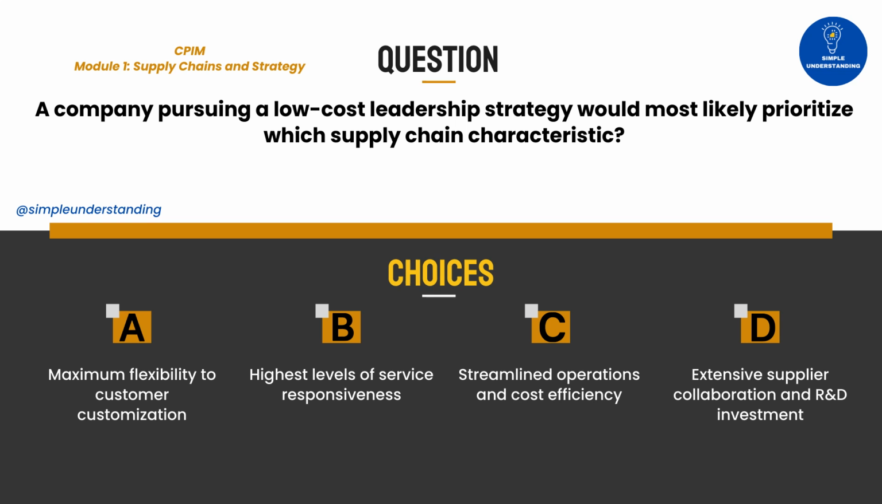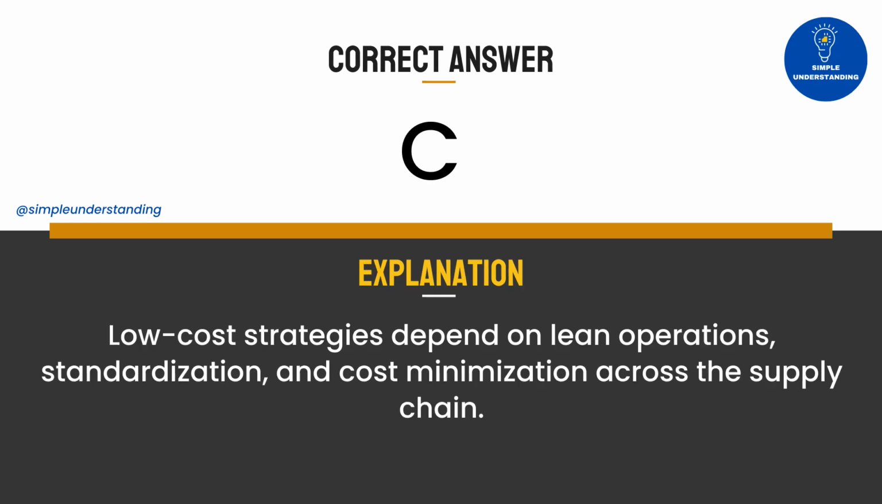Question 2. A company pursuing a low-cost leadership strategy would most likely prioritize which supply chain characteristic? A. Maximum flexibility to customer customization. B. Highest levels of service responsiveness. C. Streamlined operations and cost efficiency. D. Extensive supplier collaboration and R&D investment. Correct answer. C. Explanation. Low-cost strategies depend on lean operations, standardization, and cost minimization across the supply chain.